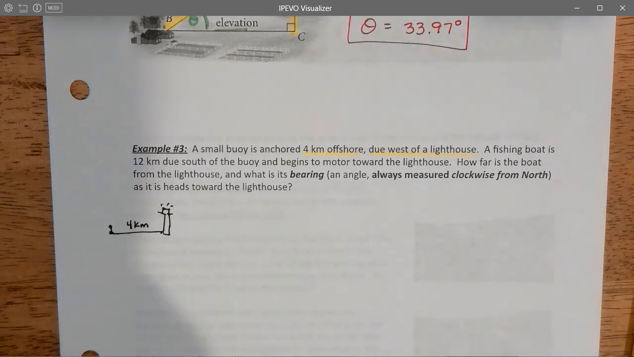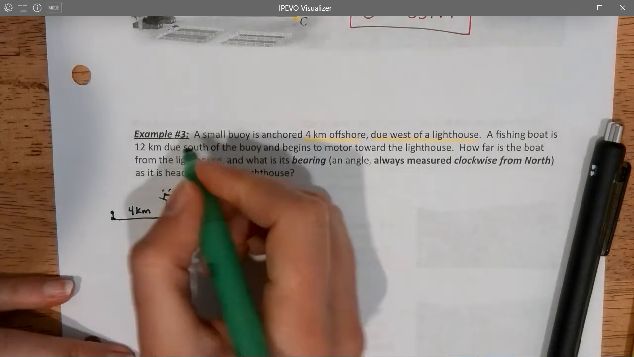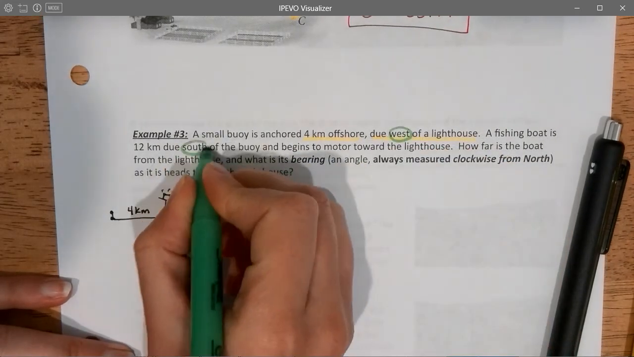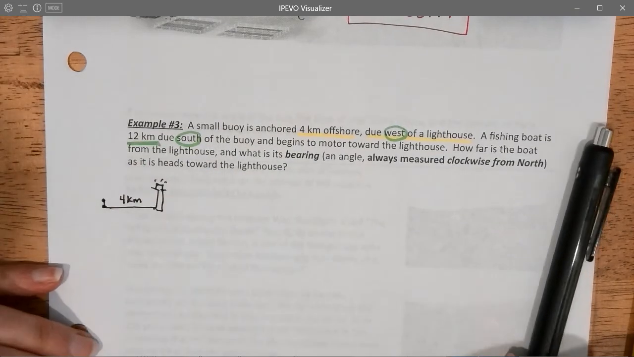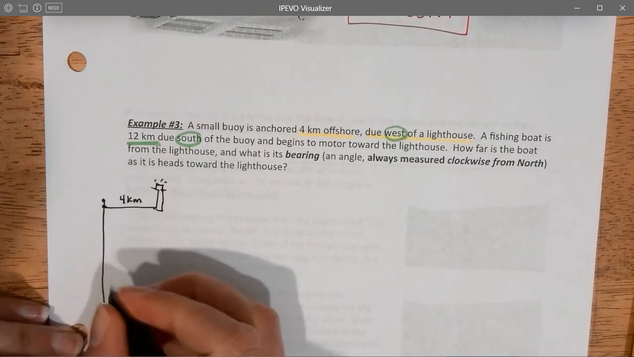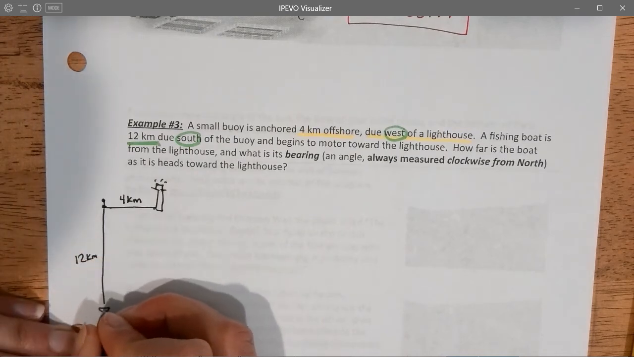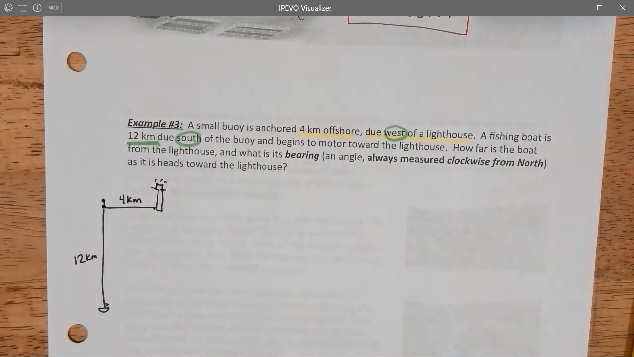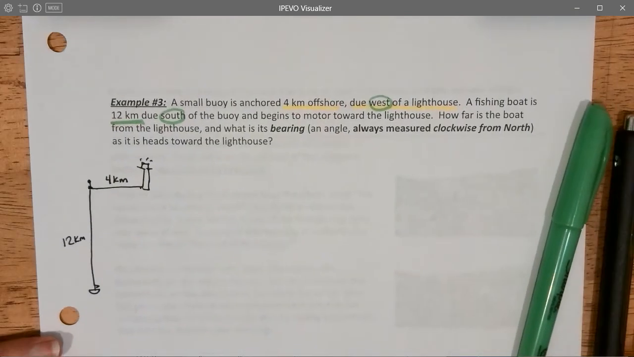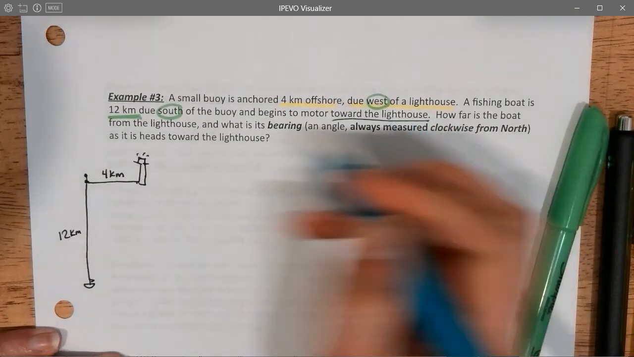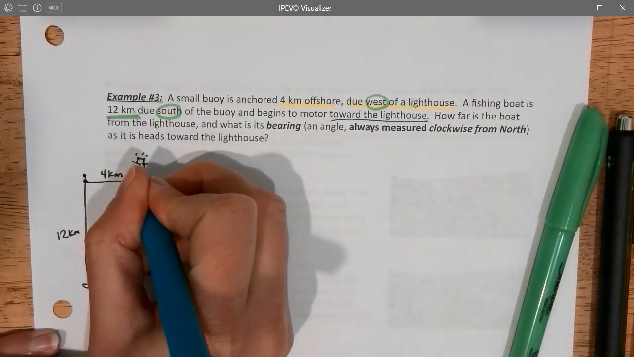Then I have a fishing boat that is 12 kilometers due south of the buoy. Okay, so the directions west and south are going to play a big part in what we're doing here. So the fishing boat is 12 kilometers due south from the buoy. So from the buoy, 12 kilometers south, we have our boat. Okay, and the boat begins to motor toward the lighthouse. So it's going along this path. Okay, it's heading towards the lighthouse.